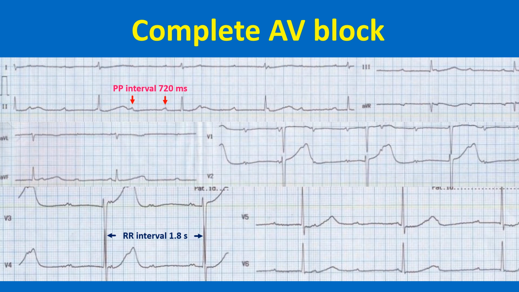ECG tracing showing severe bradycardia due to complete heart block. RR interval is 1.8 seconds corresponding to a ventricular rate of 33 per minute. PP interval is 720 milliseconds indicating an atrial rate of 83 per minute. The T waves are very broad and the QT interval is prolonged, 760 milliseconds, indicating a risk for a type of polymorphic ventricular tachycardia known as torsades de pointes and Stokes-Adams attacks. This is a high-risk ECG pattern.